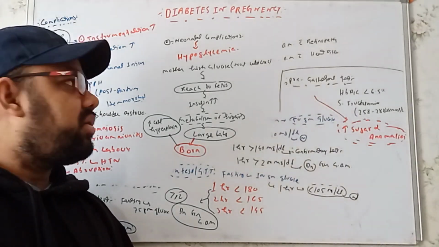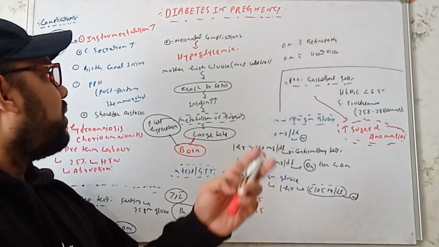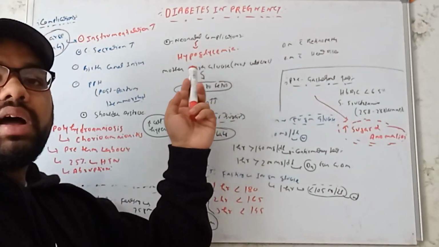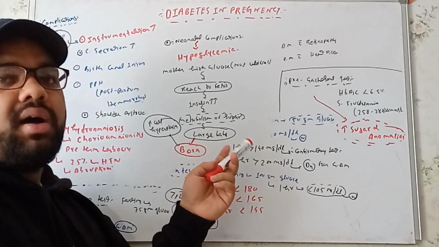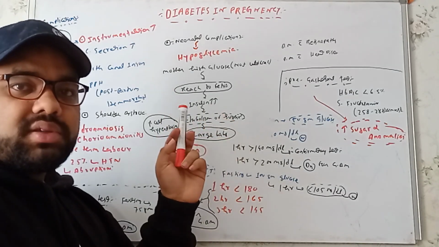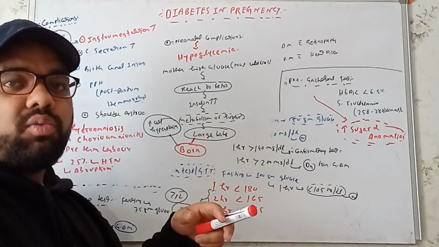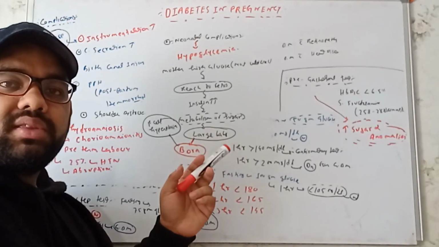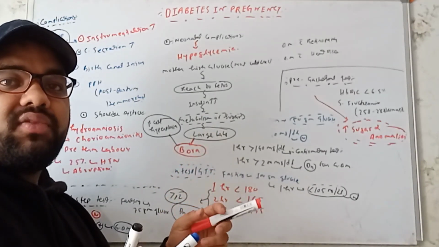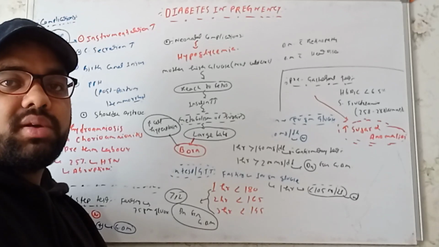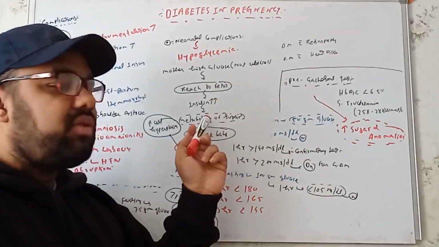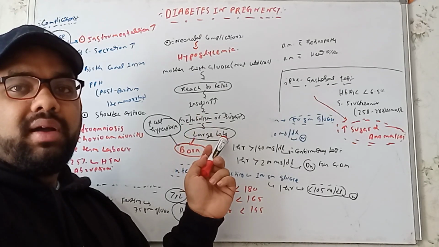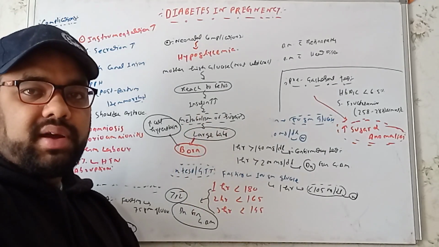Let me repeat once again, this is a very important thing. In terms of the neonatal complications, we'll get hypoglycemia, because in the mother the more amount of sugar that is not getting utilized will reach the fetus, and the fetus will start secreting more insulin. Whenever it is secreting more insulin, we'll see the metabolism of the sugar. As a result, we'll see the large baby, right?